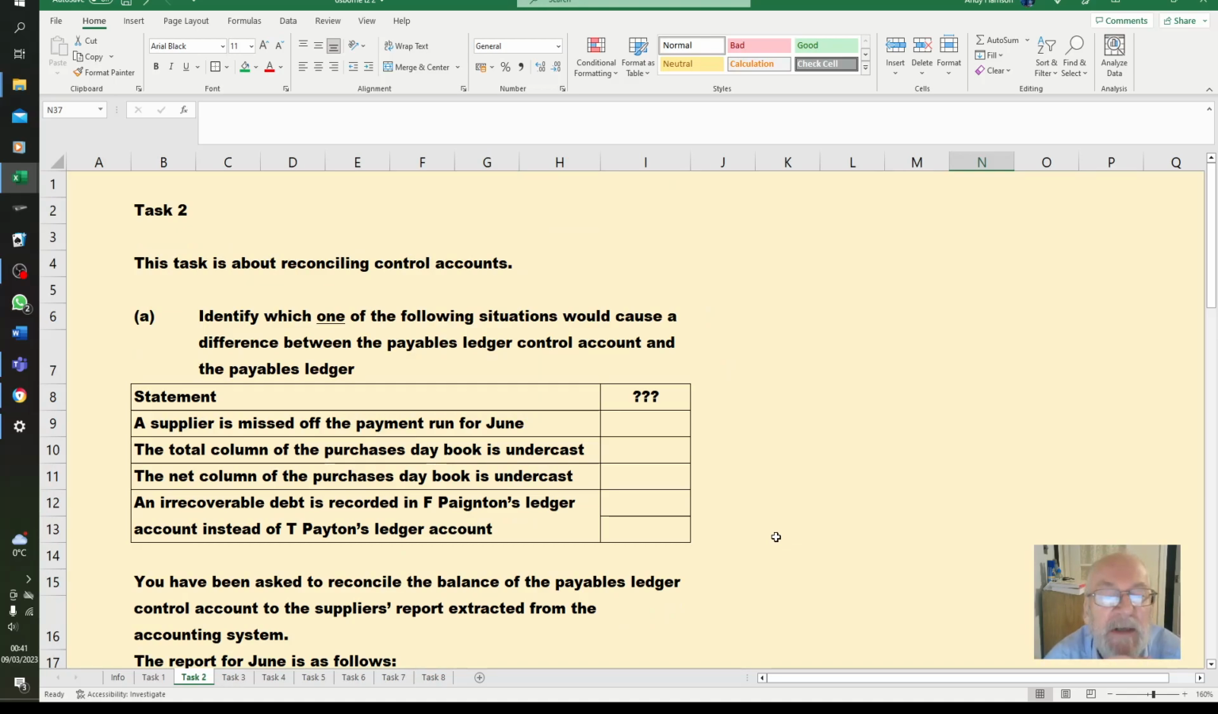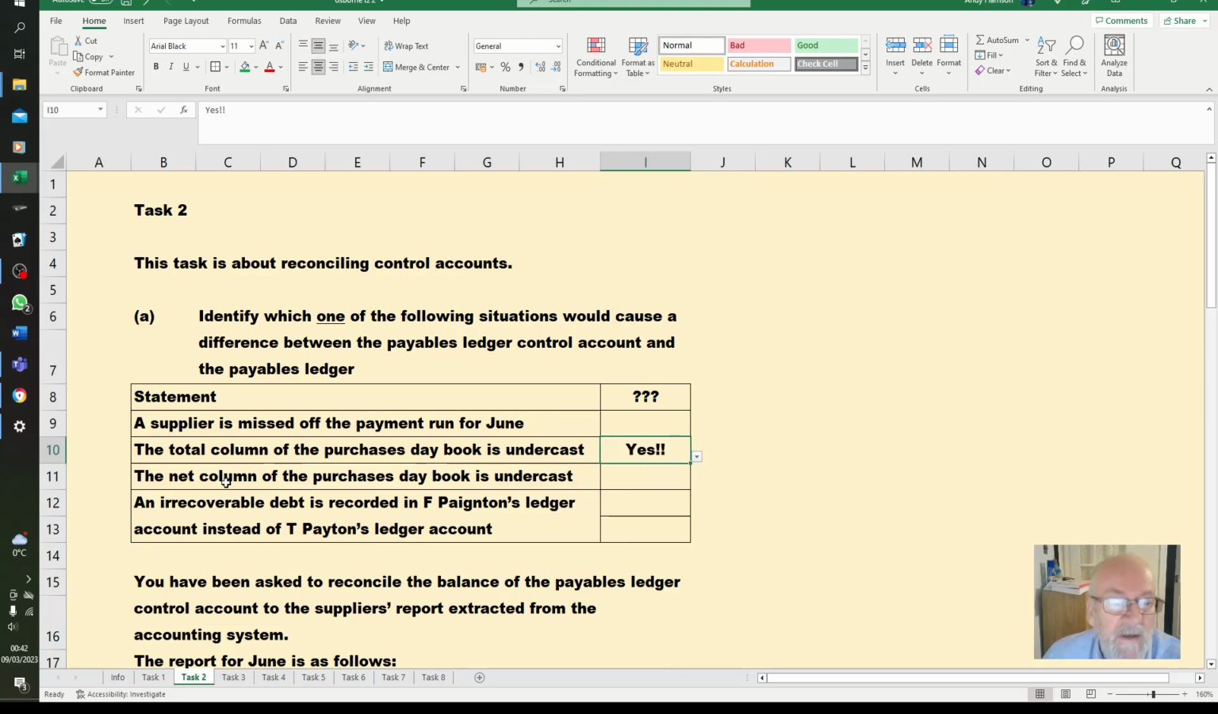Onwards with task 2 then, so a bit more wordy. One of the following would cause a difference between the payables control account and the payables ledger. A supplier has missed off the payment run. Well, no, that won't make any difference because it's just showing the fact that we've forgotten to pay them. It'd be the same on the control account and as the individual suppliers' accounts. But the purchases day book, yeah, the total column, the purchases day book is what's transferred into the control account, and it's the totals column. So that is the answer, basically.